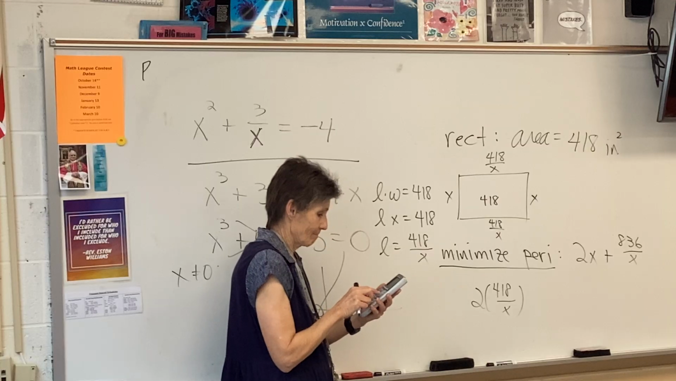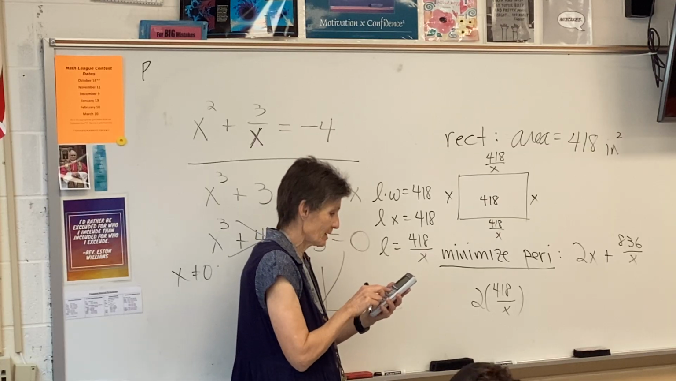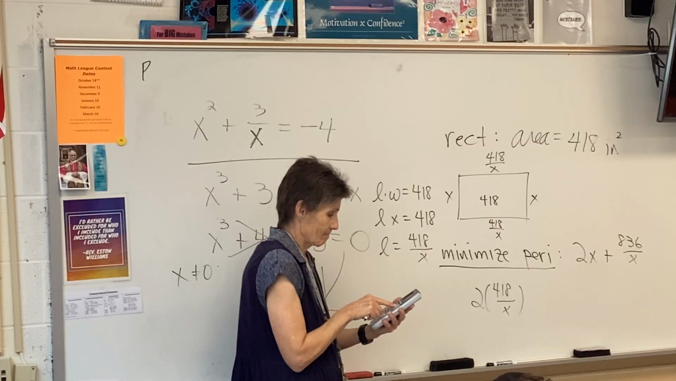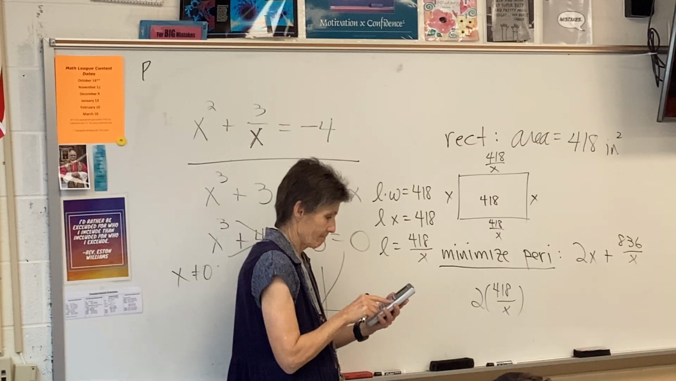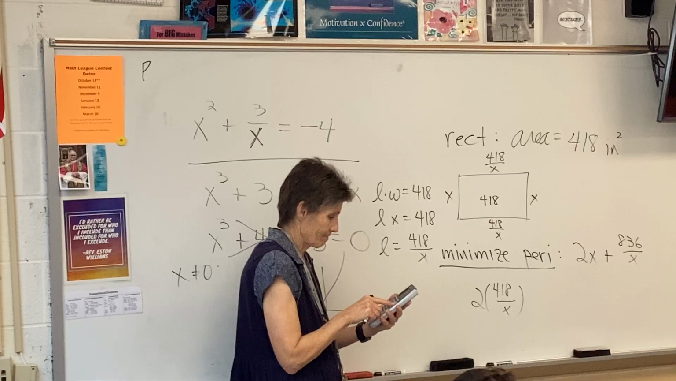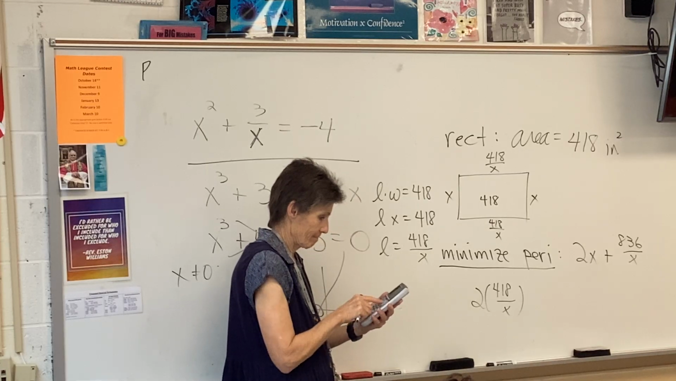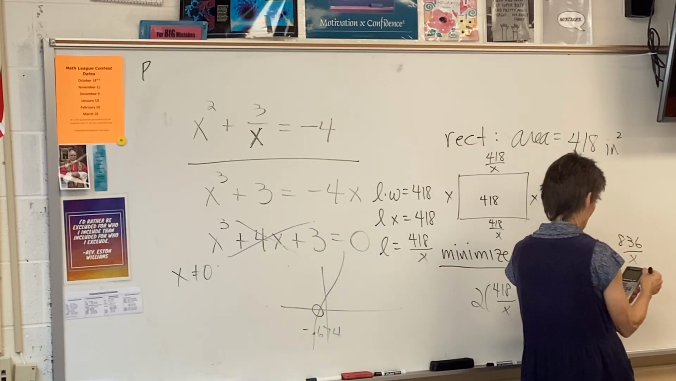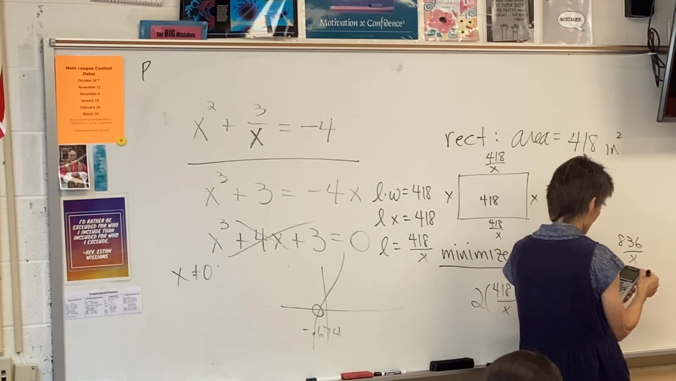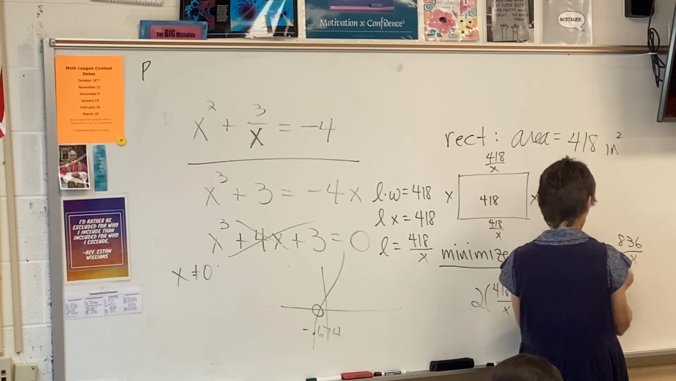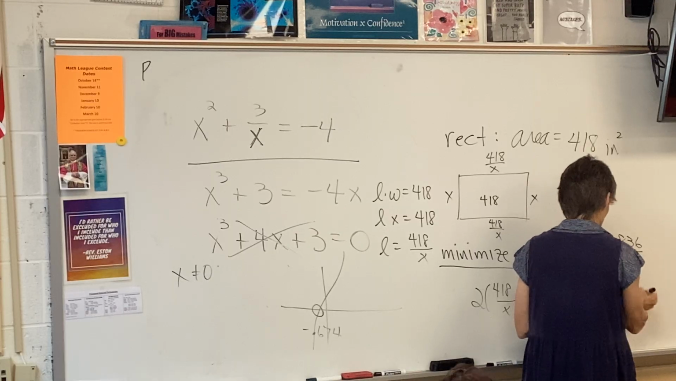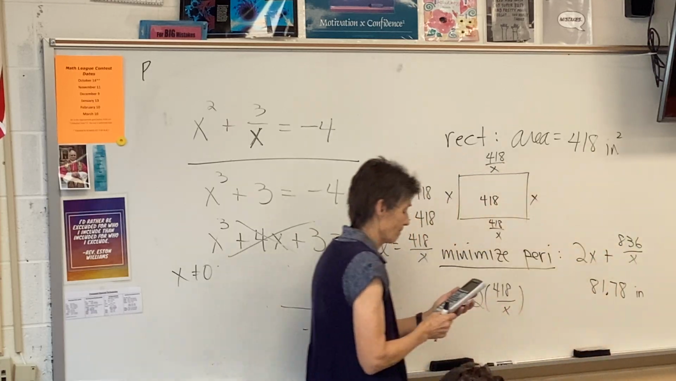I got 20. Hang on a second, I'm not seeing it. I pressed it, still not getting it. That's right, I had 20. A minimum perimeter, so minimize the perimeter. I got 81.78 inches. Yep.